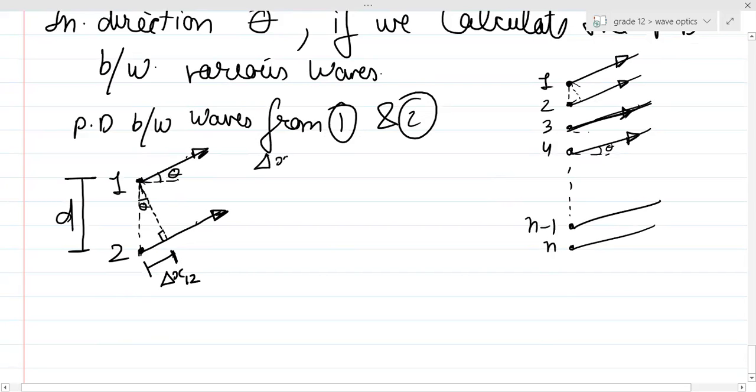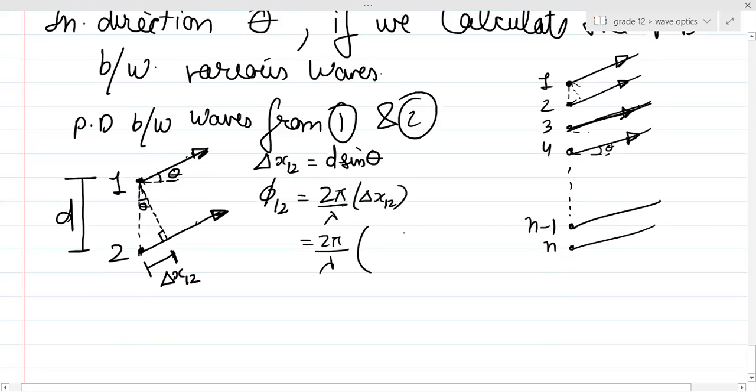So here the path difference between 1 and 2 will be equal to d sine theta. If you remember, it is the same triangle, and you can do the same d sine theta, the one which we used in interference, right? So if the path difference is this much, then the phase difference between 1 and 2 will be equal to 2 pi by lambda into delta x12, which is basically equal to 2 pi by lambda into d sine theta. Right? Yes or no, guys? Is it clear, guys?